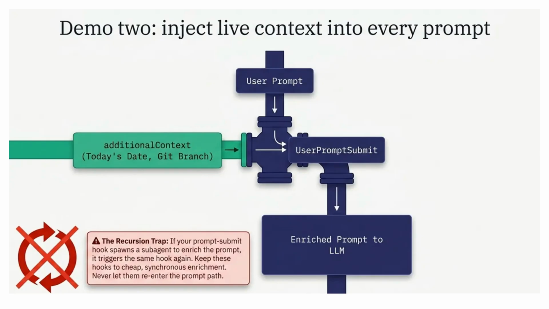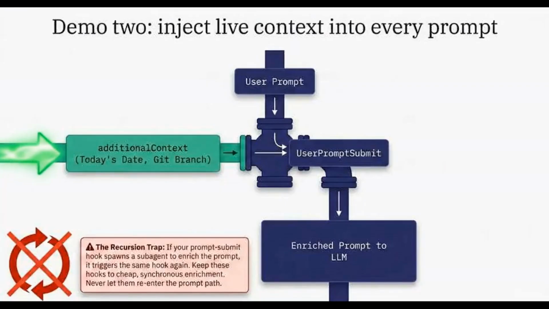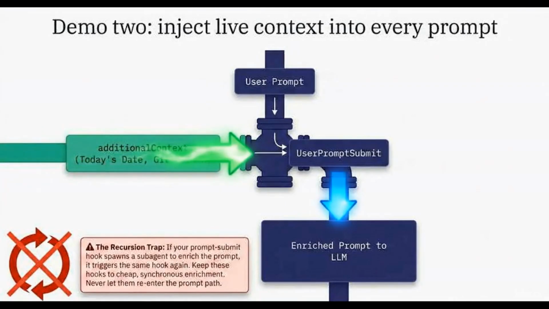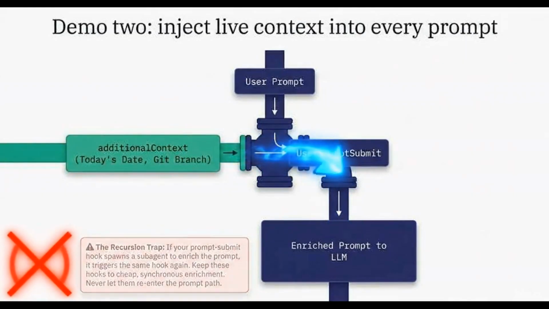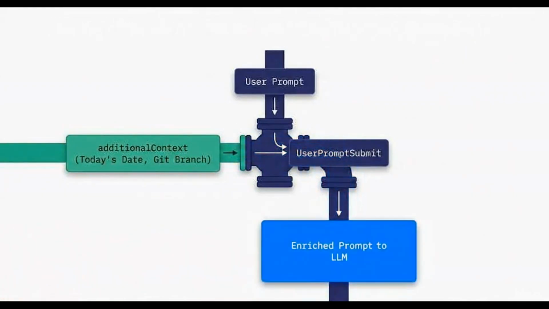Demo 2. Inject live context into every prompt. If pre-tool use blocks, user prompt submit informs. This hook runs before the model sees a prompt and appends information to it through additional context. The classic use is grounding the agent in facts it cannot know from training: today's date, the current Git branch, and the environment it is running in. This allows you to inject live context into every prompt. This is the essence of context engineering.